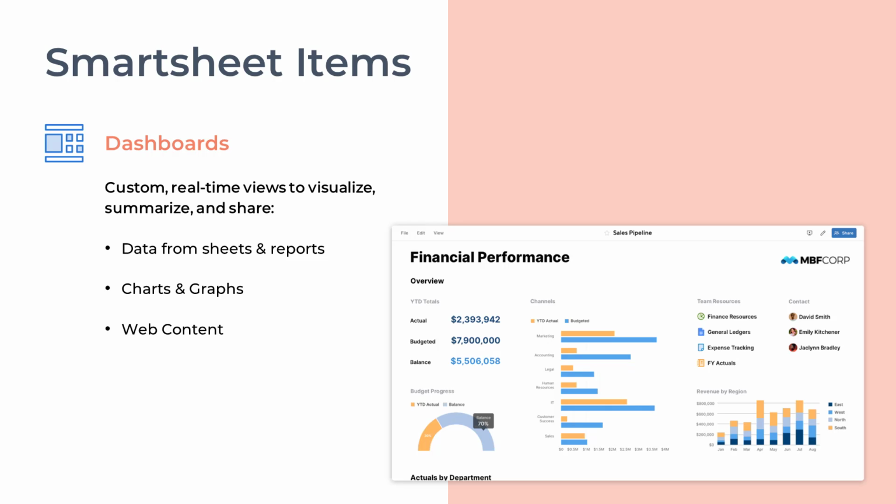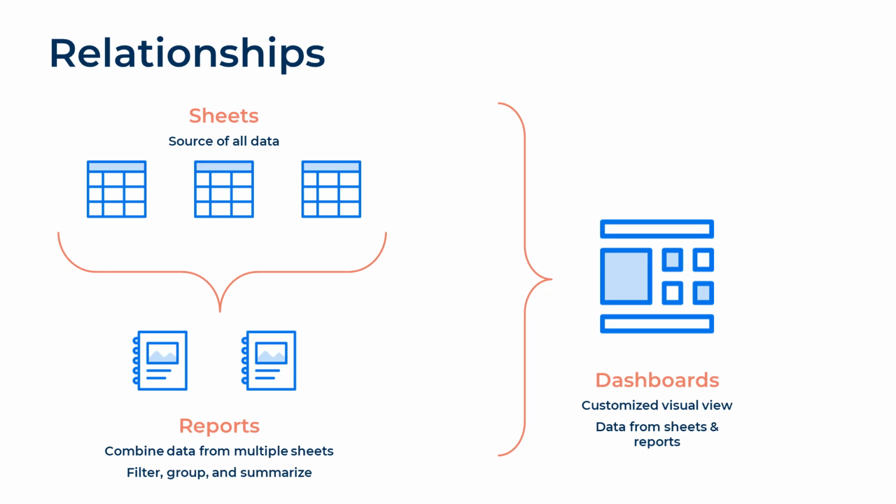I've talked a little bit about how sheets, reports, and dashboards work together, and just to really see it all in one place and understand these relationships, the sheets are going to be the core of all the work that you do in Smartsheet. So anything that you want to start or track is going to be kicked off in a sheet. Reports then allow you to create custom views of the data in your sheet, bring together data from multiple sheets into one place, and also filter, group, and summarize to really understand the information in a report.